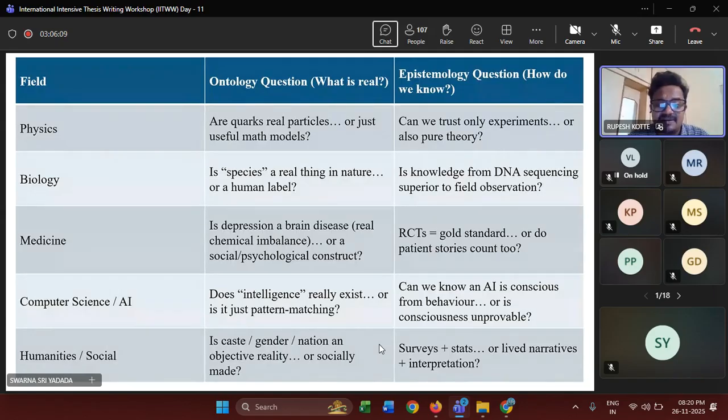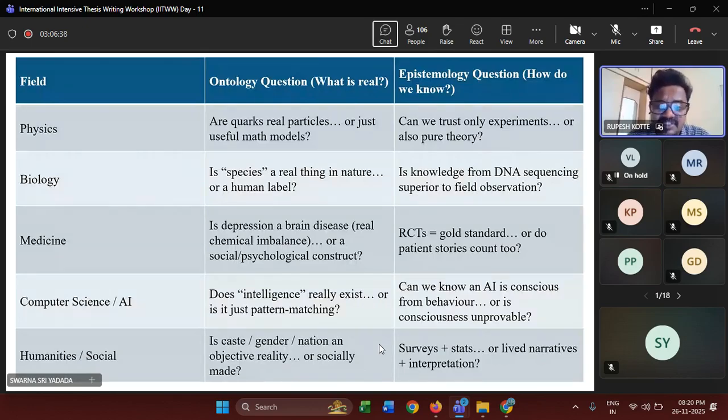Is species a real thing in nature or a human label? Is knowledge from DNA sequencing superior to field observation? And in medicine, is depression a brain disease or a chemical imbalance, or a social psychological construct? Is the gold standard of RCTs equal to the gold standard, or do patient stories count too?